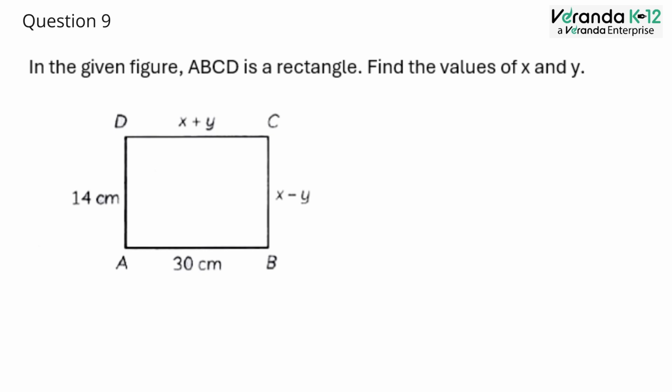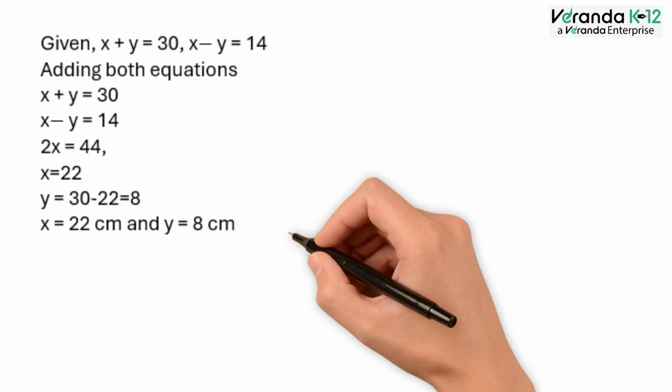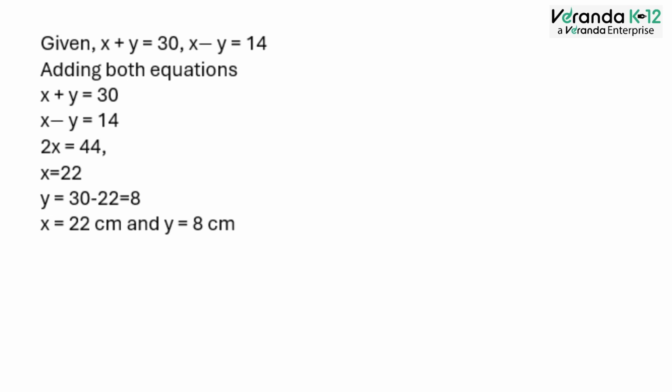In the figure, ABCD is a rectangle. Find the values of x and y. As opposite sides are equal, x plus y equal to 30 and x minus y is equal to 14 from the figure. Now, on adding both the equations, you get 2x is equal to 44 or x equal to 22. On substituting value of x in equation 1, you get y is equal to 30 minus 22, which is 8. So, the value of x is 22 centimeter and value of y is 8 centimeter.